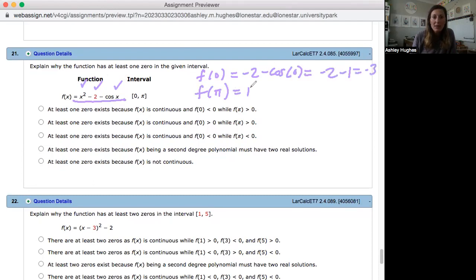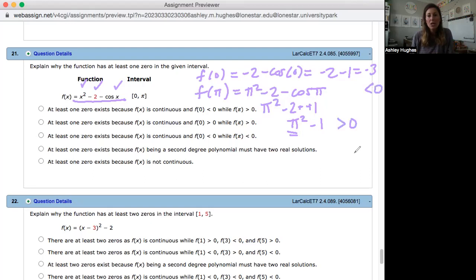And if I plug in pi, I get pi squared minus 2 minus cosine of pi, which is -1. So pi squared minus 2 minus a -1 would be plus 1: pi squared minus 1. This is close to 9 because pi is 3.14, so it's bigger than 9, minus 1. That's a positive number, and this is a negative number, which means I must pass through 0, because I'm somewhere below 0 and then somewhere above 0. So I have to cross through 0. So I'm going to see it because f of 0 is less than 0 and f of pi is greater than 0. So yes, it's that first answer for my example.